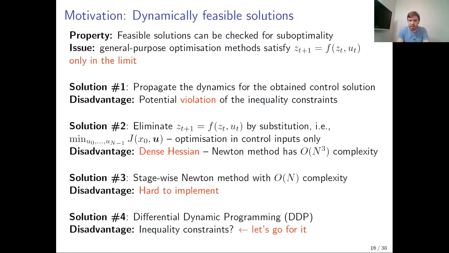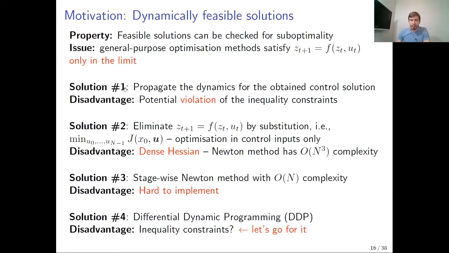Dynamically feasible solutions have a very nice property: they can be directly checked for suboptimality. As the constraints are satisfied, we can just put everything we have into the objective function and it will provide the current cost. However, we face an obvious issue. General purpose optimization methods satisfy the equality constraints only in the limit. So if you terminate the algorithm early, you might not satisfy the constraints.